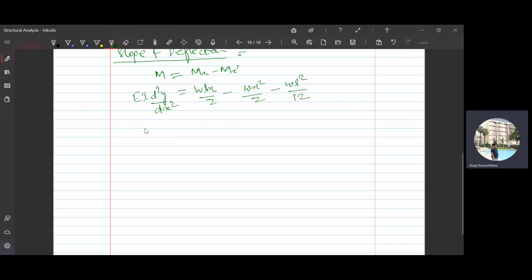The next class is on Monday. On Monday, I will ask you what is the value of y, what is the value of deflection. You have to complete this derivation, and I'll ask each and everyone what is the value of deflection and what is the value of slope. You have to find all those values. Okay, that's it.